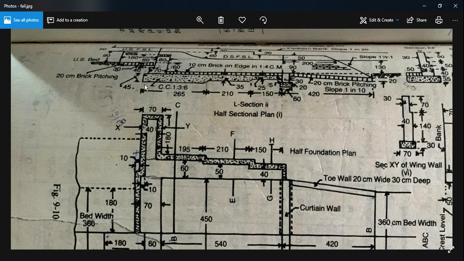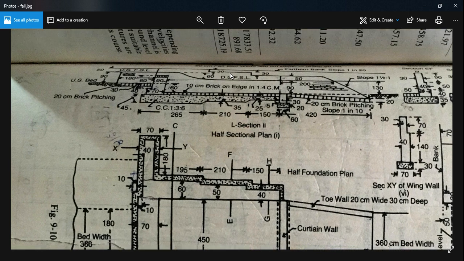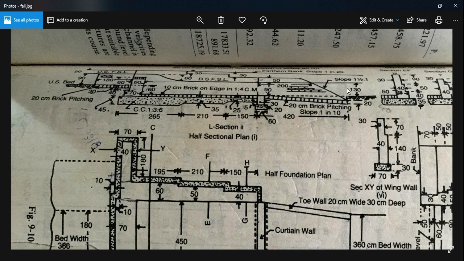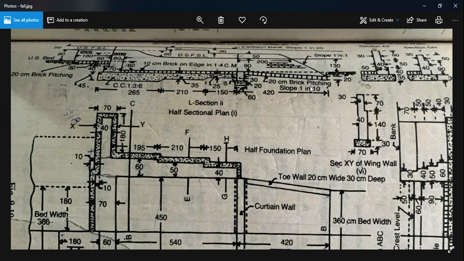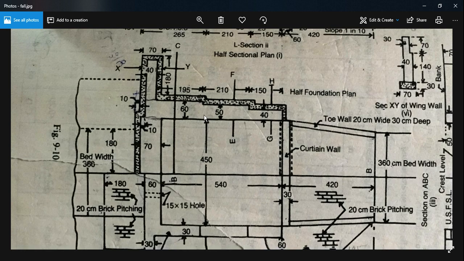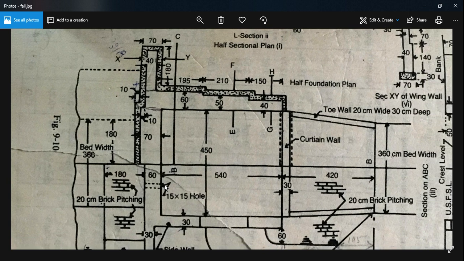It has upstream full supply level and downstream full supply level. Because it's a 60 centimeter fall, the difference between upstream full supply level and downstream full supply level is 60. There is a fall of 60 centimeter, and the depth of water is 90 centimeter, and the longitudinal slope at different portions is given here. So the important thing to note here is the floor area.